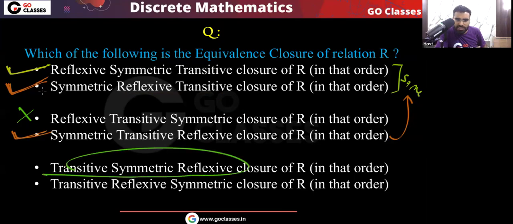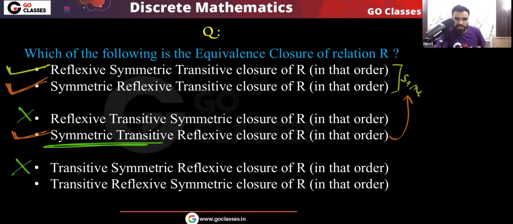Transitive, symmetric, reflexive. No, I cannot change the order of transitive comma symmetric. What about this one? Transitive, reflexive, symmetric. No, I cannot change the order of transitive comma symmetric. After symmetric, transitive should be there. You cannot put symmetric after transitive.